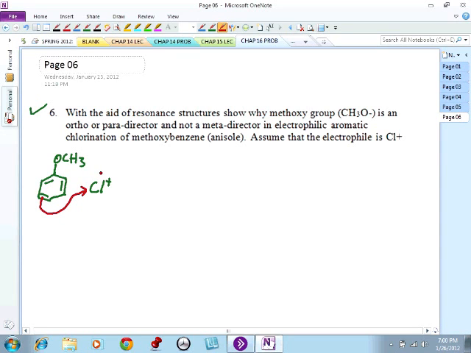attack the electrophile. Keep in mind that electrophile could be anything. Any species that is positively charged could be an electrophile. Okay? So what do we have? Well, you know that you are going to get this type of problem in your exam. There's no way around it.